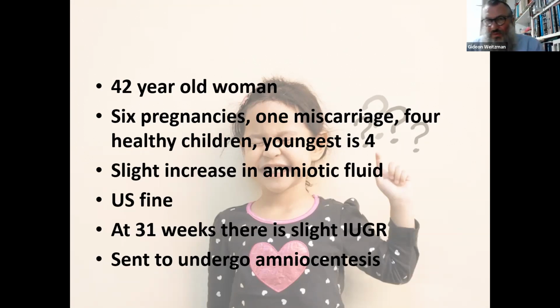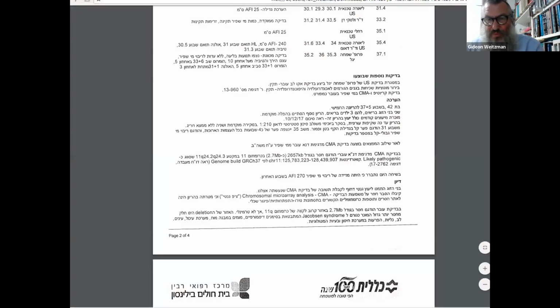She's now 42, and there's a slight increase in amniotic fluid. Ultrasound worked out fine. At 31 weeks, there's a slight intrauterine growth retardation. The baby's a little small. So we don't know what it is. It's 31 weeks, so that's around the time, so they went to do an amniocentesis. This is the story they tell me at 9:30 or quarter to 10 at night when I'm on the way to my chavura. I said, okay, I can't come now because I have this chavura. Send me the report.